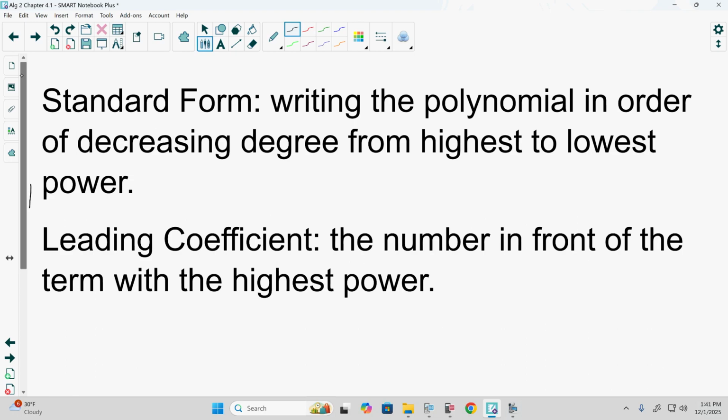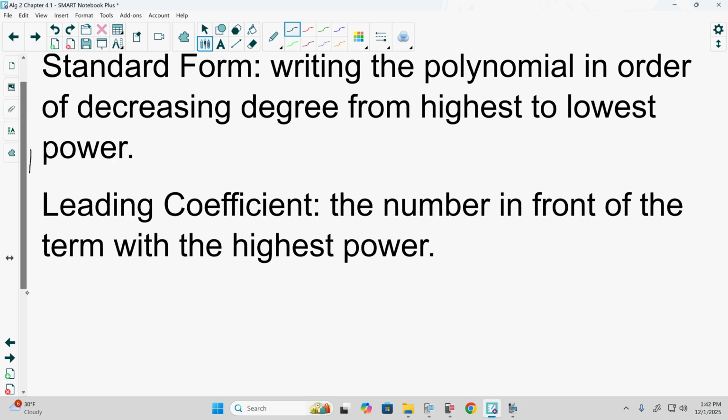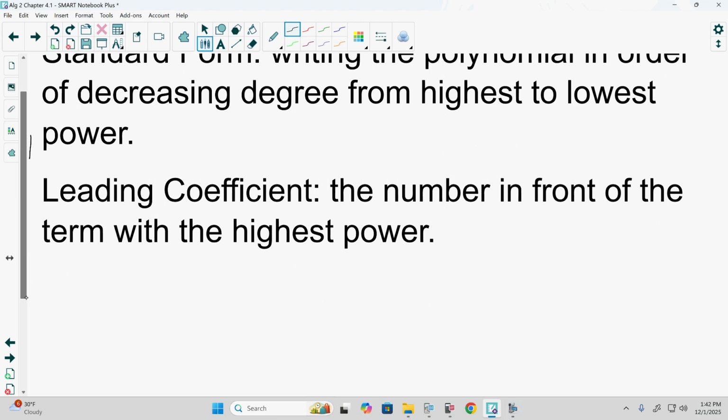And the other piece is leading coefficient. The leading coefficient is the number in front of the variable with the biggest exponent. It's the leading coefficient because it's going to be the first term. So that number is going to be leading the first expression, our first monomial term. Really, any number in front of a variable is a coefficient. The leading coefficient is the number in front of the variable with the biggest power. Questions on this so far? All right.